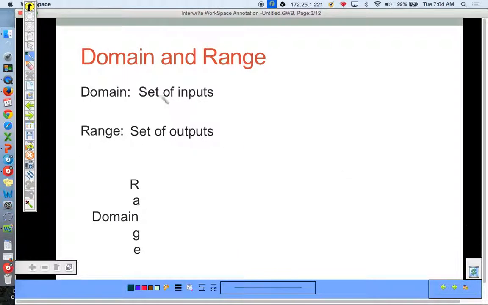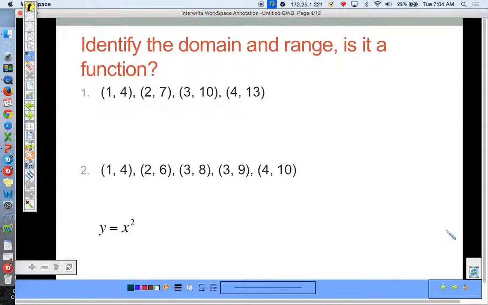Now you guys probably remember this, the domain is the set of inputs. We often think of this as the x values, the range is the y. And a nice way to remember this is if you write domain horizontally, range fits in there vertically. So domain are those x's, range are those y's. So here we're asked to identify the domain and range.